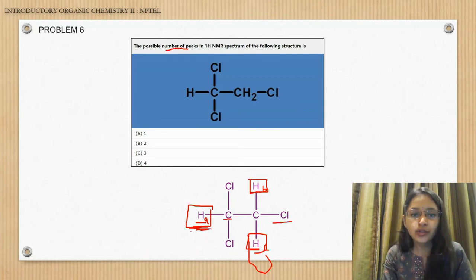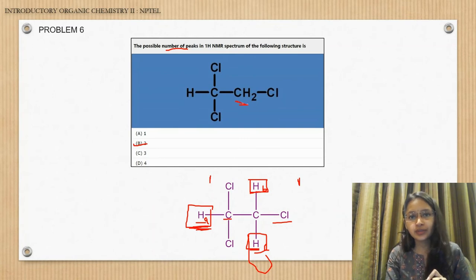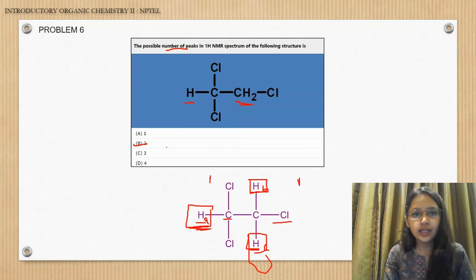So HA is going to give you one signal in the 1H NMR separately, and HB and HC are going to give you one signal in the 1H together. So 1 plus 1 is equal to 2. There are two peaks which you are going to see in the 1H spectrum. So B would be the answer: the two peaks correspond to the methylene group and this CH proton, showing up as 2 signals in the 1H NMR spectrum.